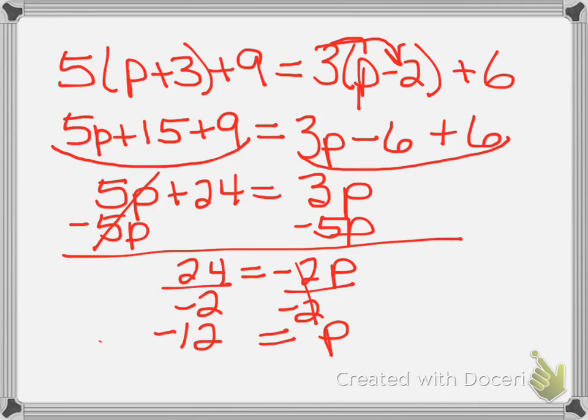Negative 12. We could have taken the 3p to the left. It's just the right-hand side would have 0. And most kids don't like to do that because they're not comfortable with that and they don't know what to do next. So that was probably the better route, what we just did there. Are there any questions?